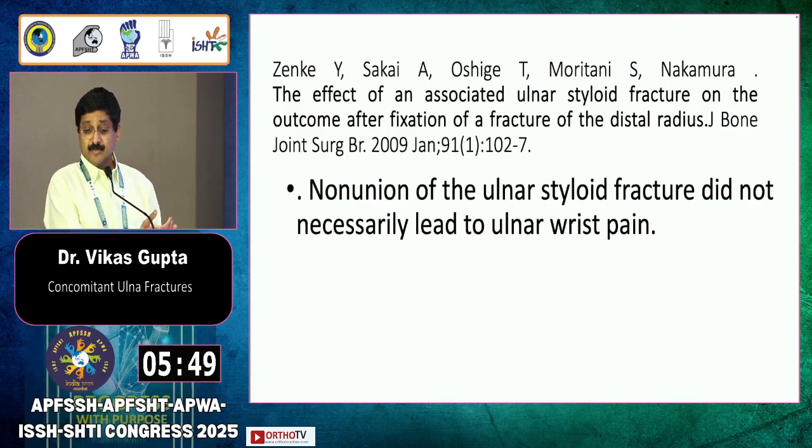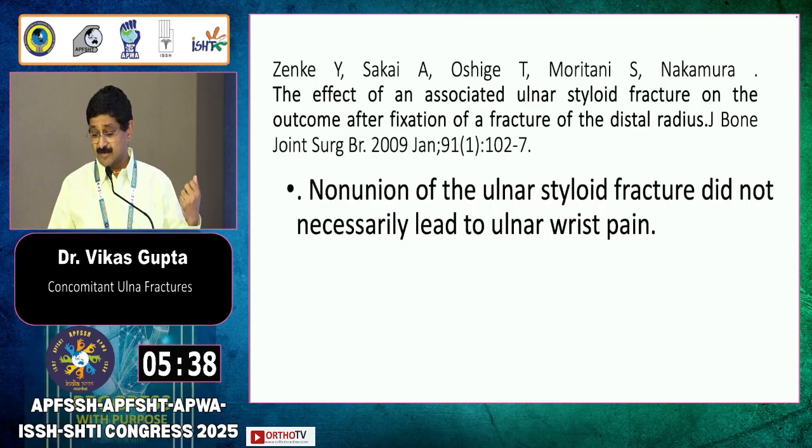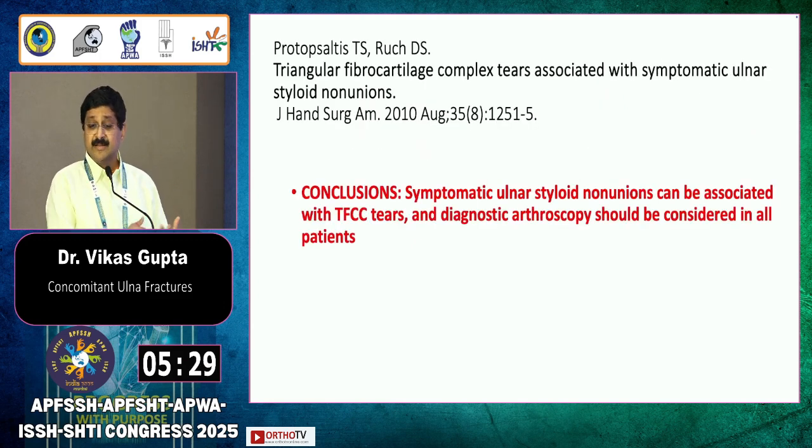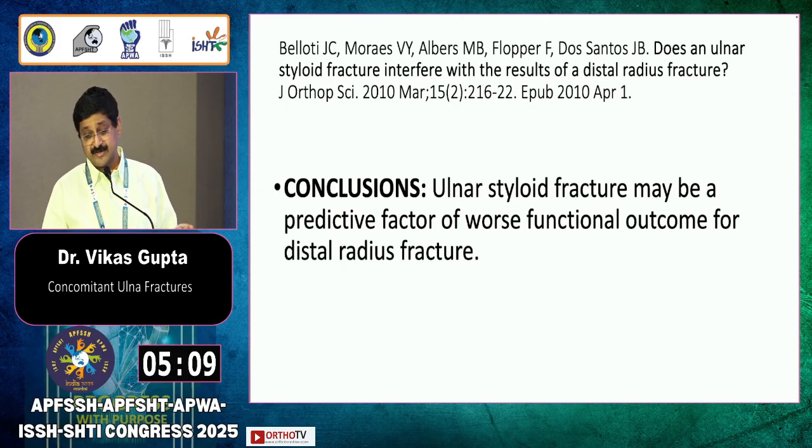Again, there was a paper in 2009 which said that non-union of the ulnar styloid fracture did not necessarily mean that they are going to have ulnar-sided pain. So literature started becoming confusing. There were a lot of gray zones coming because everyone was basing their conclusions on radiology, X-rays. Then arthroscopy came in, and TFCC injuries were found to be associated with ulnar styloid malunions. We also had an MRA-based study of distal radius fractures in which we found 40% of patients had associated soft tissue or ligament injuries.